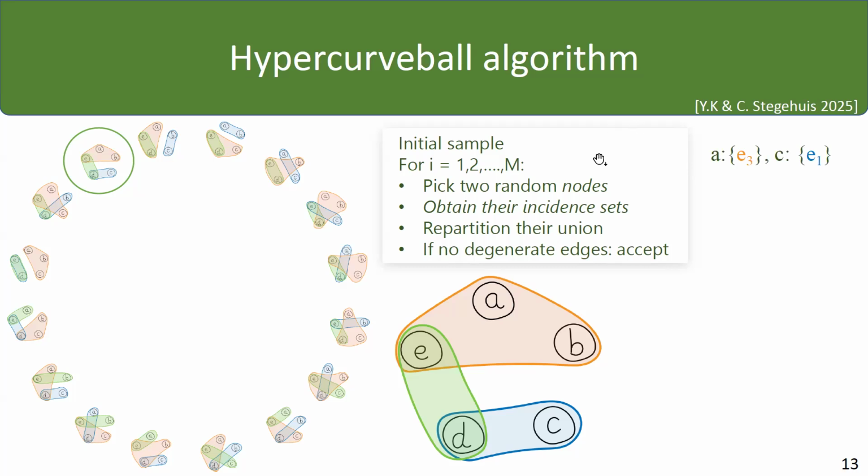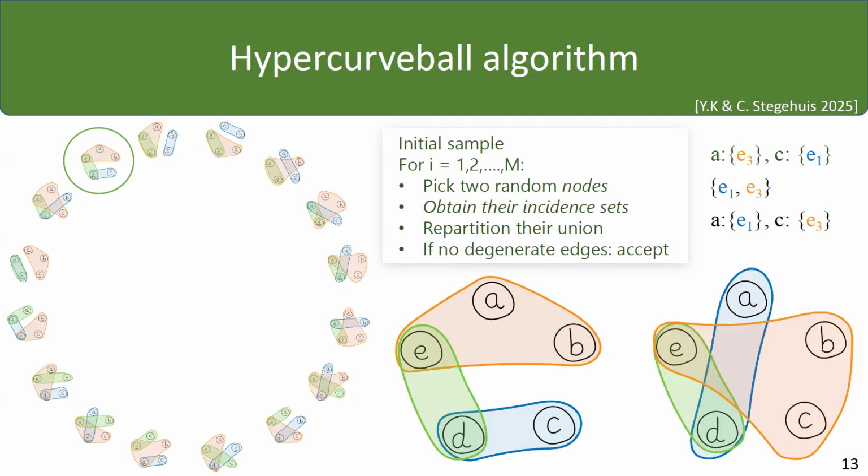And I'm going to look at their incidence sets. So those are the sets of edges that they participate in. So A participates in the orange edge and C participates in the blue edge. Now we're going to take the union of these incidence sets and then we're going to randomly repartition them again. And then we're going to apply these new incidences. And it looks like this.